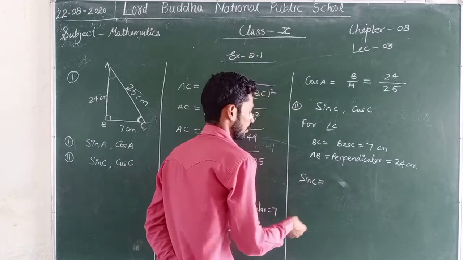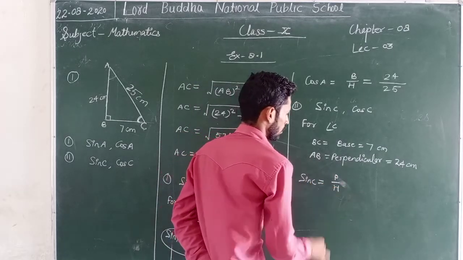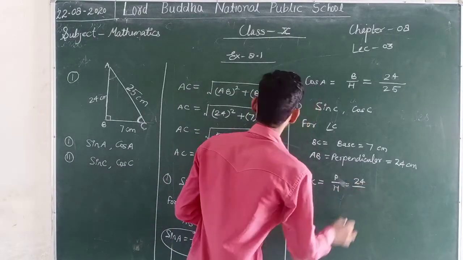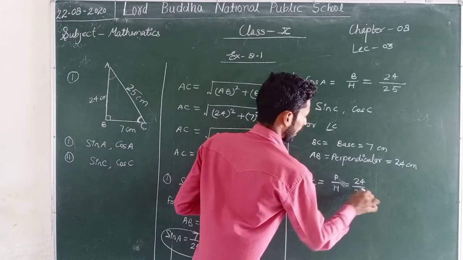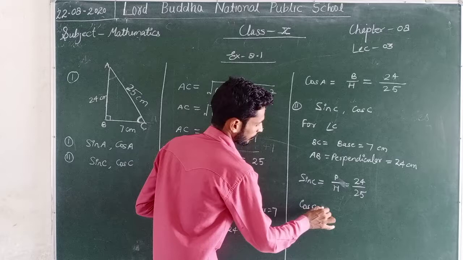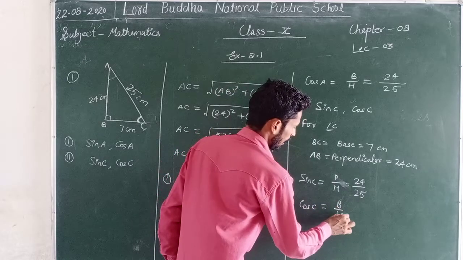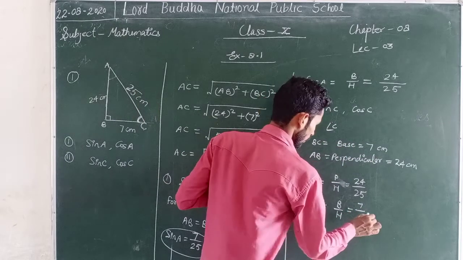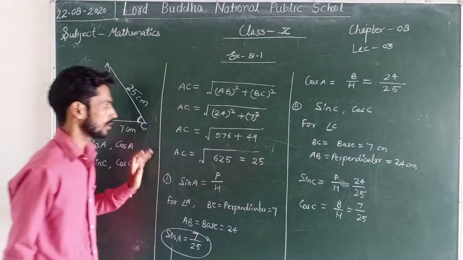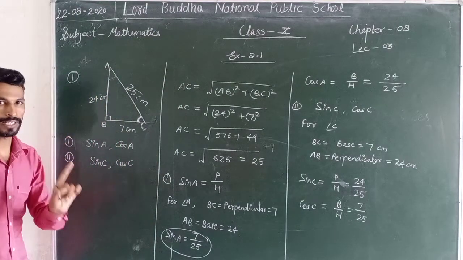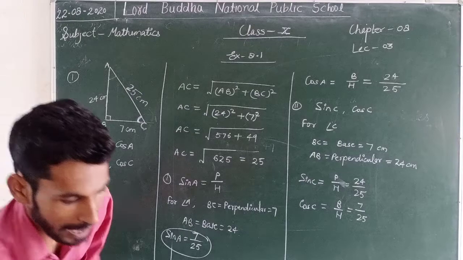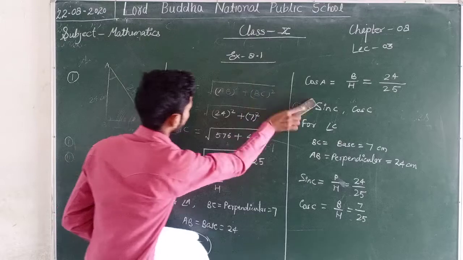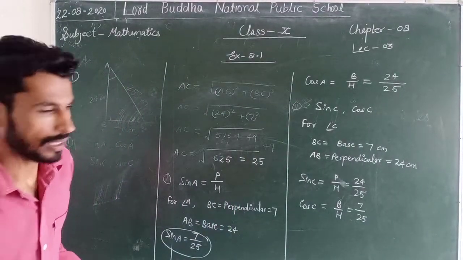Now sin C equals perpendicular upon hypotenuse. What is the value of perpendicular? 24. And what is the value of hypotenuse? 25. Now cos C is equal to base upon hypotenuse. What is the value of base? It's 7 and hypotenuse is 25. So there is the solution of question number first. Now we are going to solve question number second.